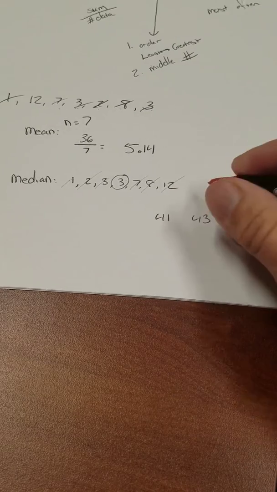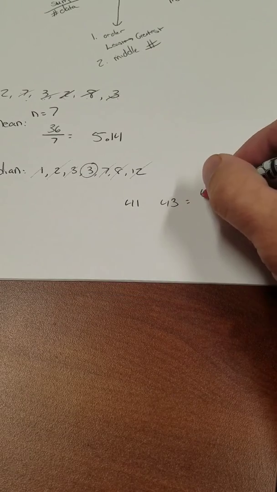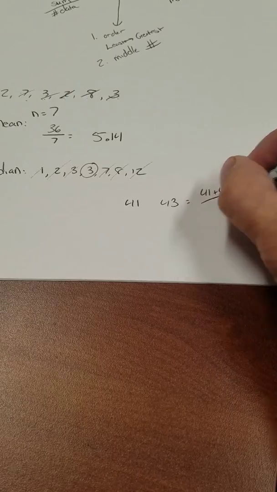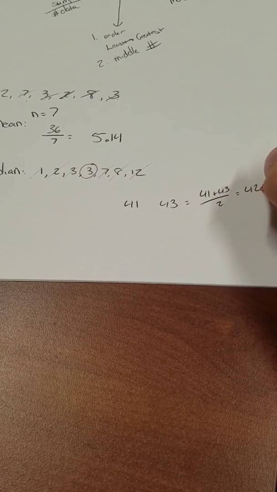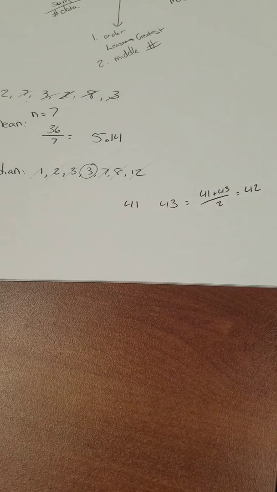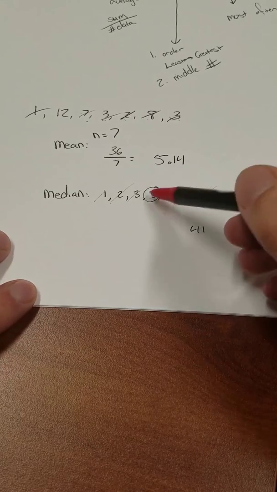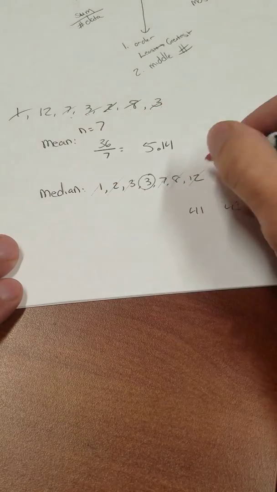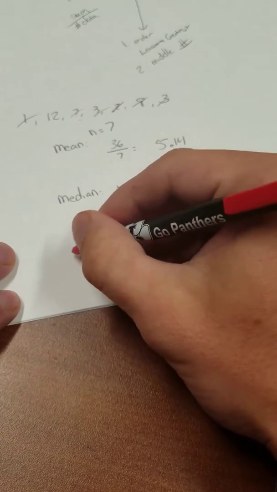What you do in this case is find the mean or the average of it. 41 plus 43 divided by 2, which is going to give you 42. So if there's ever a case where you end up with 2 middle numbers, just add them together and divide by 2. But in this case, it comes out to a nice clean number. So my median for this problem is 3.